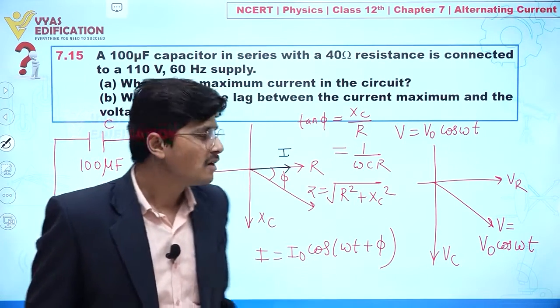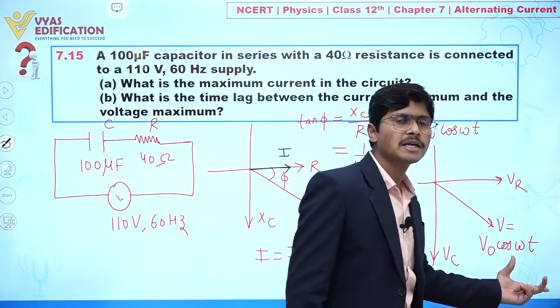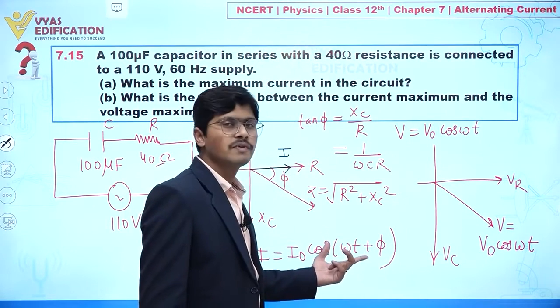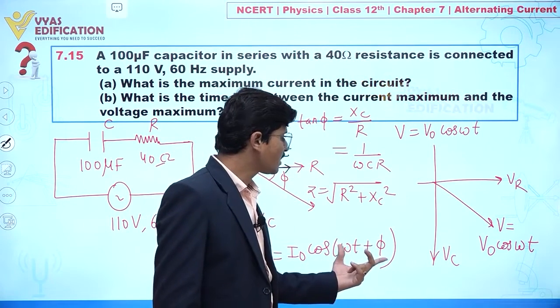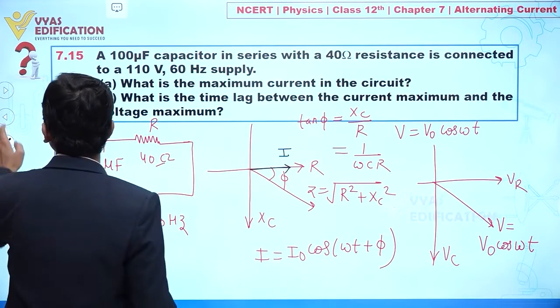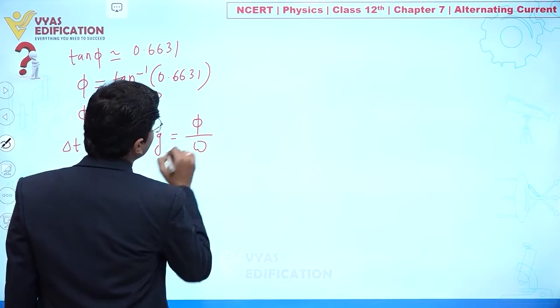It means, if we talk about this expression V equal to V naught cos of omega t, here we put t equal to 0, and we will get this angle 0 when t equal to minus 5 by omega. Clear? So the value of time lag is given by 5 by omega.